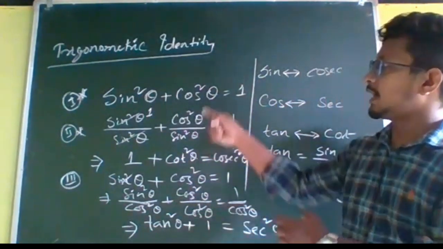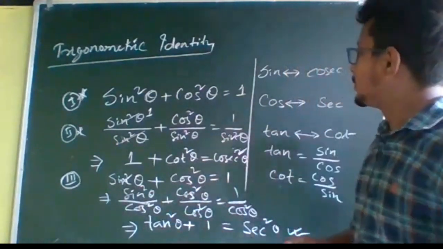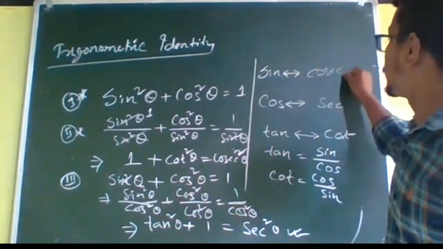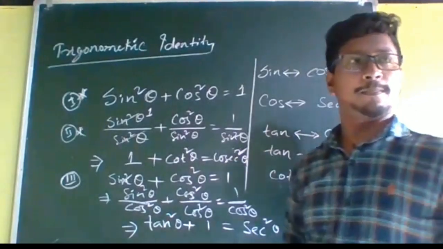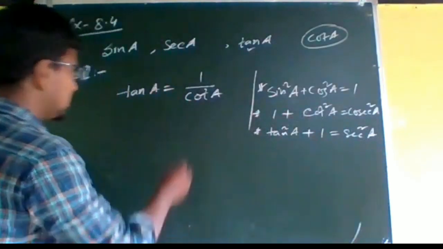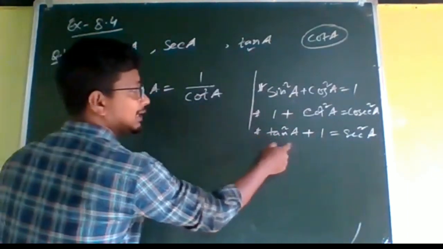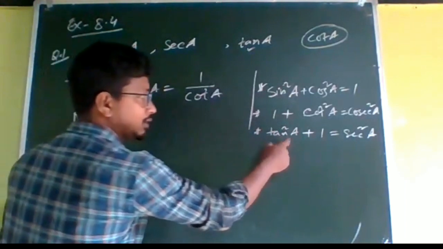Is it clear? These three identities are very important, and they will be used to solve exercise 8.4. These are the very important things you're supposed to know. Is it clear? So the value of x, the other will come easily, right? So what will we do now? Now we'll take the second and third identity, which will be useful here, because tan a is there.